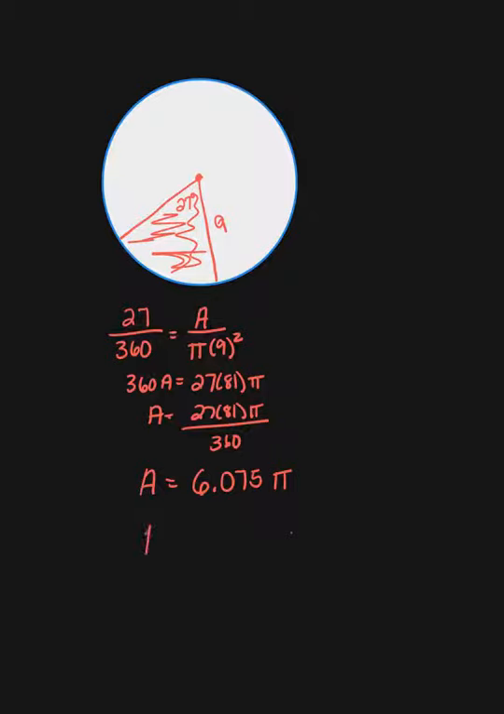But if I want to approximate, let's say the directions say to the nearest hundredth, then I'm going to say 27 times 81 times, and I'm going to go to the pi button on my calculator, and I'm going to hit equal, and then I'm going to divide it by 360. And I'm going to get approximately 19.09 because I suggested the nearest hundredth. Okay, so we have an exact measure and we have an approximation.